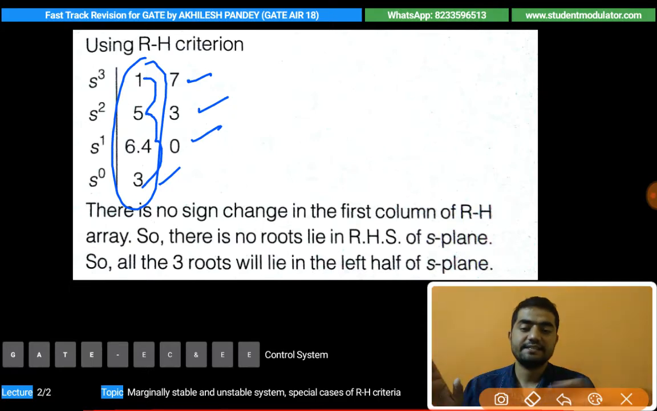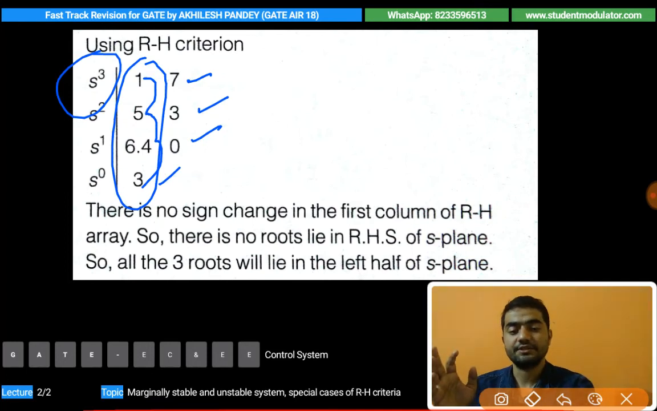So there is no sign change. No sign change means no root in the right half plane. So all the poles are in the left half S plane, and that means whatever the order, the order is of course 3, so the 3 poles will be in the left half of the S plane. So this way we can solve this question.